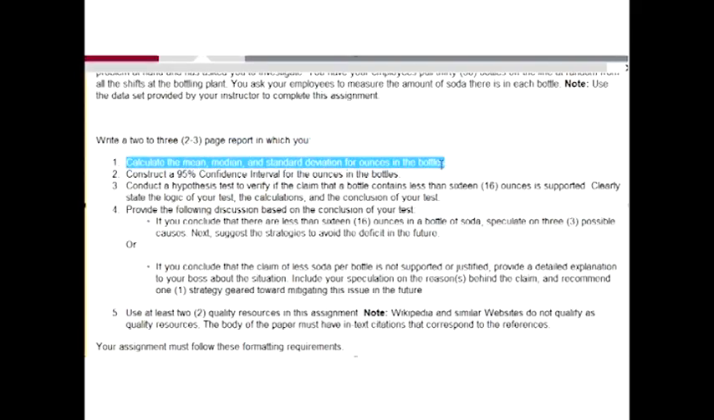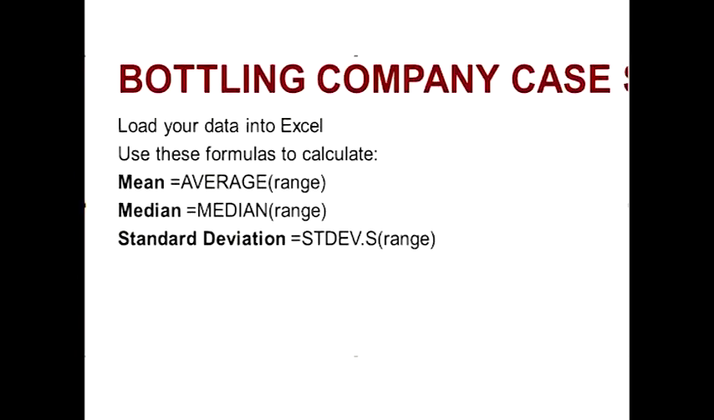So you're going to calculate the mean, median, and standard deviation for the number of ounces in the bottles. So that's here, this first bit of instruction. Load your data into Excel, use these formulas. Mean is the average, median is median, and standard deviation is stdev.s. Remember to start with the equal sign to tell Excel that you're doing a formula.